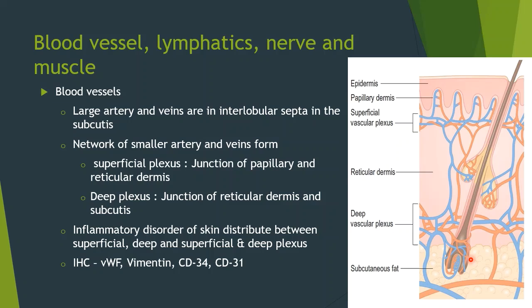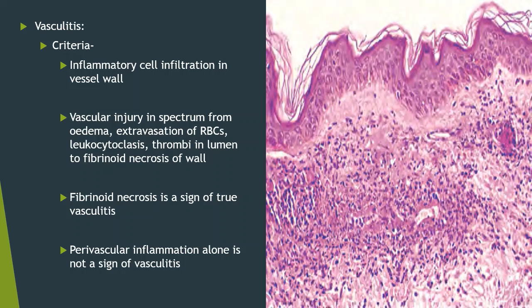And the vascular structures can be highlighted by immunostains like von Willebrand factor, vimentin, CD34, CD31, etc. The inflammatory condition of the vessel wall is called vasculitis, and there are some morphological and diagnostic criteria for vasculitis, and the mere presence of inflammatory cells in the perivascular zone is not vasculitis. To call it a vasculitis, the inflammatory cells should infiltrate the vessel wall with signs of vascular injury, that is, there should be presence of edema, extravasation of RBCs, and destruction of the vessel wall by the inflammatory cells. There may be leukocytoclasis, there may be thrombi in the lumen, or fibrinoid necrosis might be there. This fibrinoid necrosis is the sign of true vasculitis.